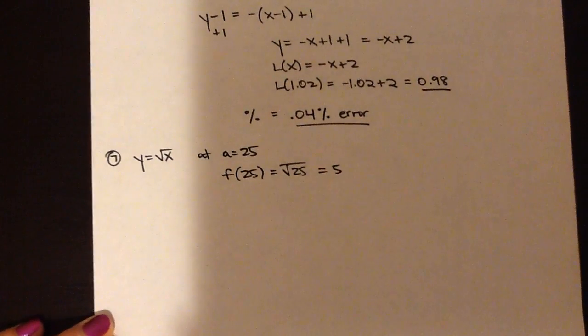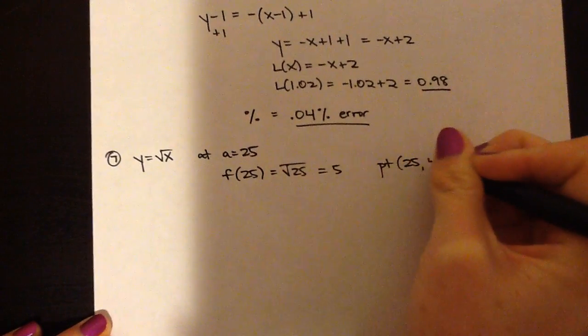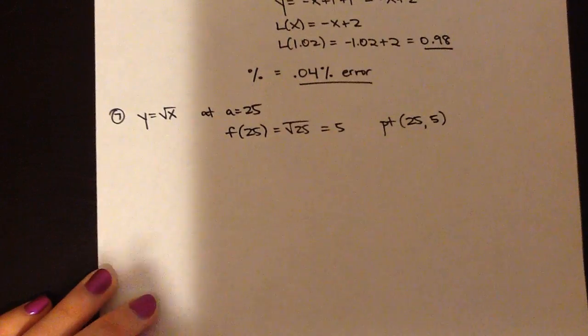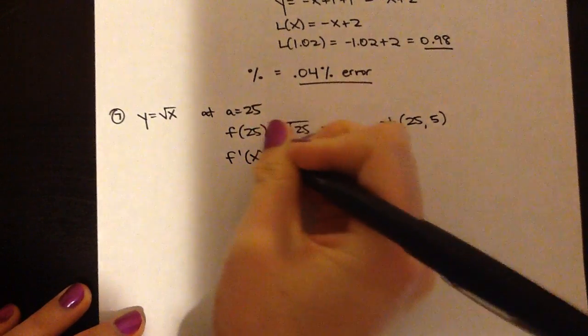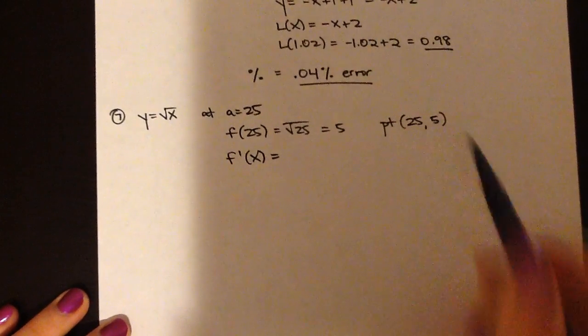That of course gives me 5. And so the point of tangency is 25 for x, 5 for y. And so that's the xy value that I plug into my point slope form when I'm finding the tangent line. Then I need to find the derivative. And I use the derivative to find the slope of the tangent line at this point right here.